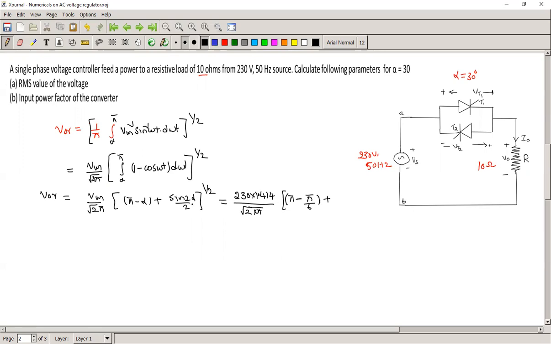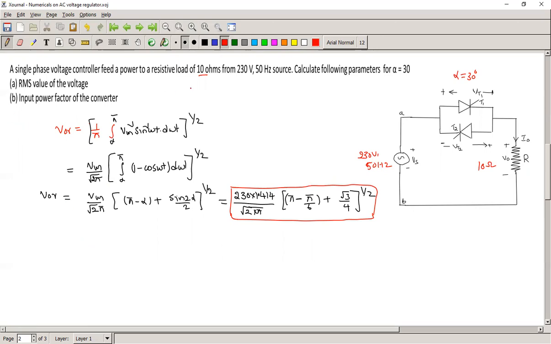Plus sine 2 alpha. Here you can take it in degrees, because sine of 2 alpha, with alpha 60 degrees, is nothing but sine 60, and sine 60 is root 3 by 2. Root 3 by 2 over 2 is root 3 by 4. Simplify this, whole root. So finally you get some value. If you solve this quantity, that is the RMS output. Next, input power factor.